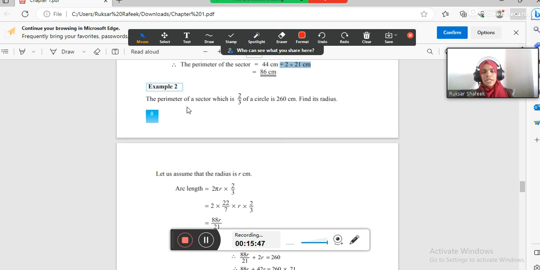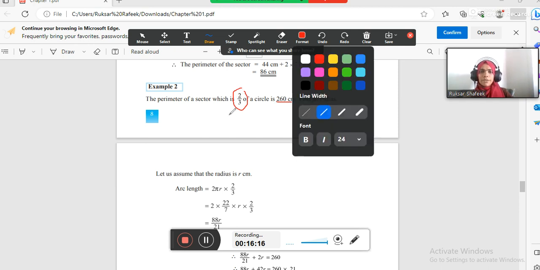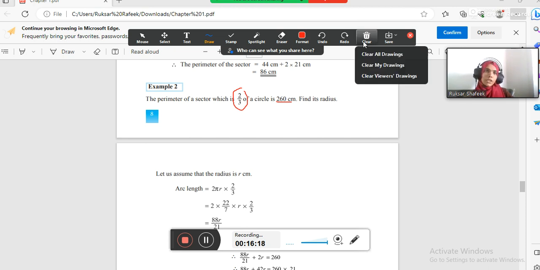the chapter itself. So here they're talking about the perimeter of a sector, which is 2/3 of a circle, and is 260 centimeters. Remember, when they say 2/3 of a circle, they've actually simplified theta over 360, and you've got 2 over 3. So it can be 240 over 360, which can be divided, and you get 2 over 3 there as well. And then that is 260. You can just use this fraction that they've given.